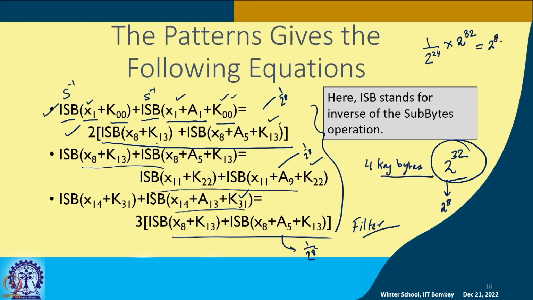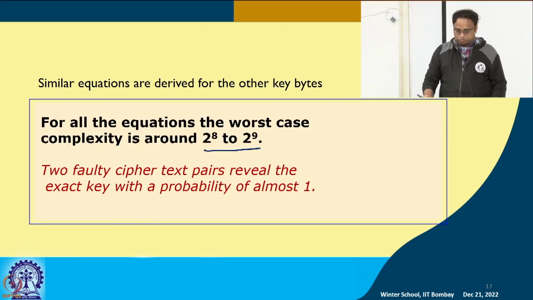So this is the expected number of keys that will satisfy this equation. You know expectation of a random variable: you multiply the probability with the number of possibilities, and that is 2 power of 8. So therefore, you can get, and interestingly, if you get 2 shots, then you can uniquely retrieve the key.